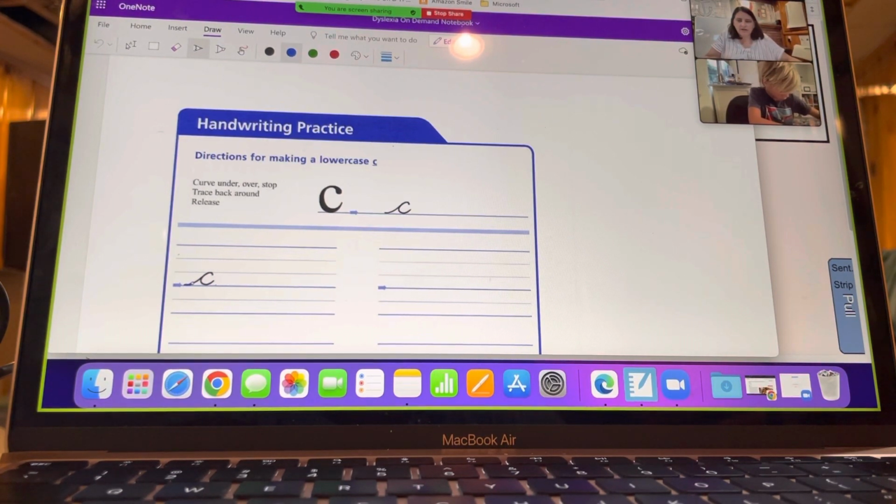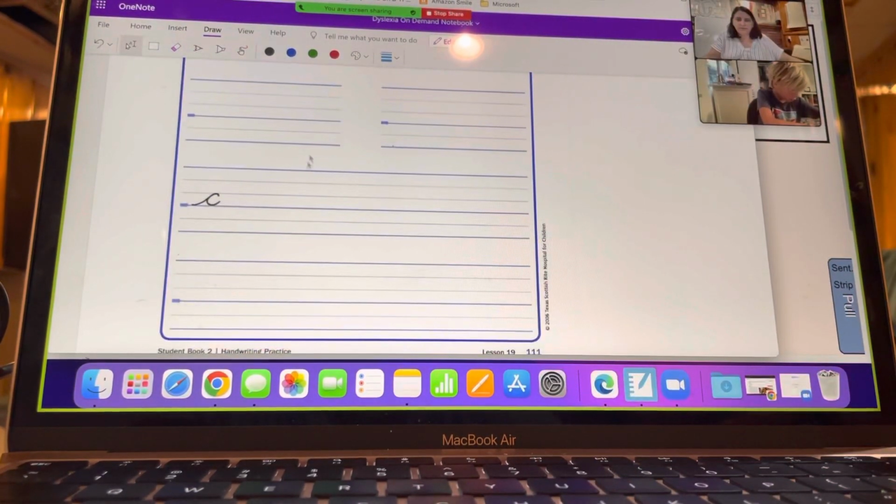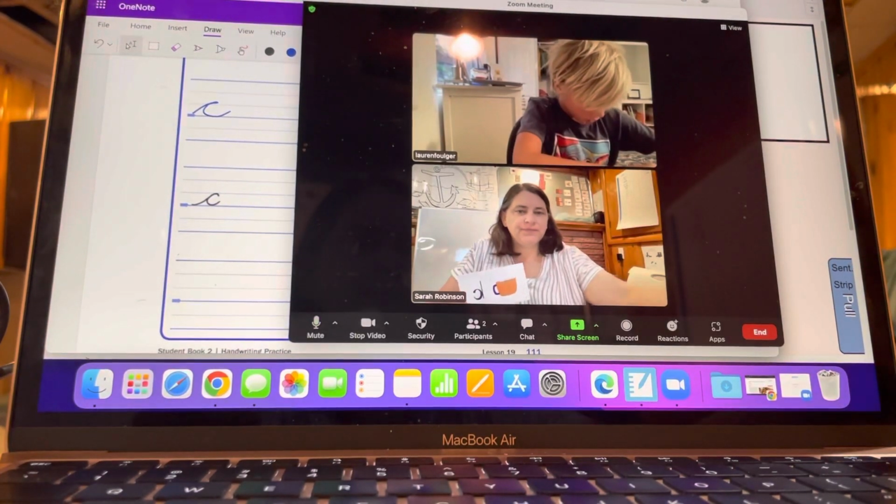All right. Here's your letter C. Let me get my drawing pen so I can draw with you. All right. So why don't you take your pencil, and I want you to name and trace this letter. We're going to curve under and over and then stop and then curve back around and release. Okay. So name and trace. Say C. C. Okay. Now go beside and make a copy. C. Good. And then go below and name and make a copy. C. That's right. C. Good.